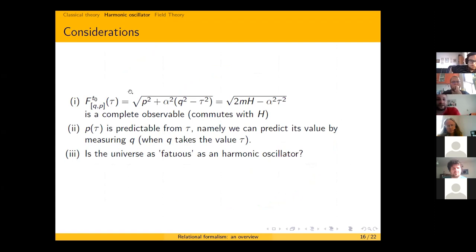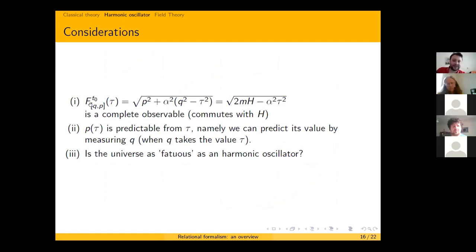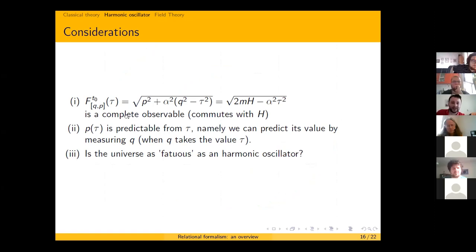So yeah, I just make three considerations. This F is indeed a complete observable. That is, it commutes with H. In fact, this is equivalent to this other one, where H is the Hamiltonian. Since this is proportional to the Hamiltonian and tau is a parameter, of course this commutes with H.